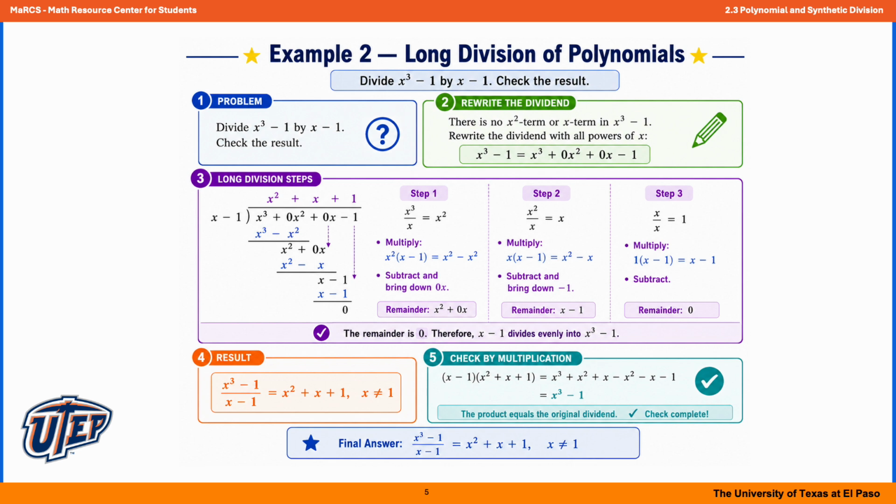Now we can check by multiplication by multiplying back the x minus 1 times the x squared plus x plus 1, and we see that we get the original dividend. So then that means our answer is complete.